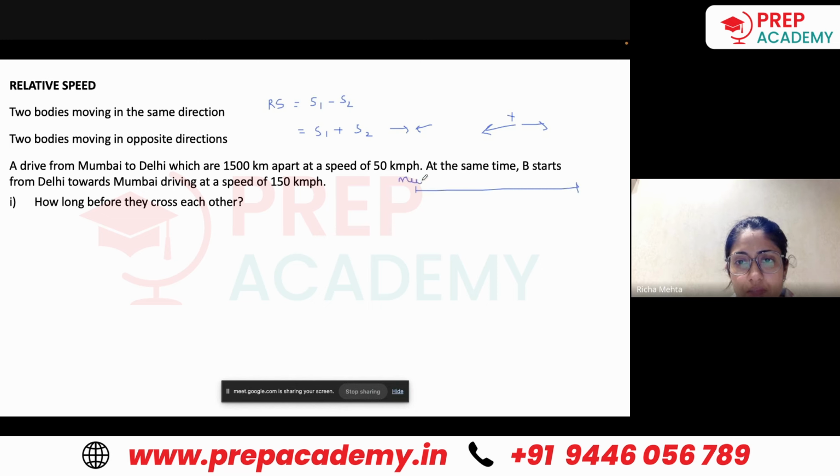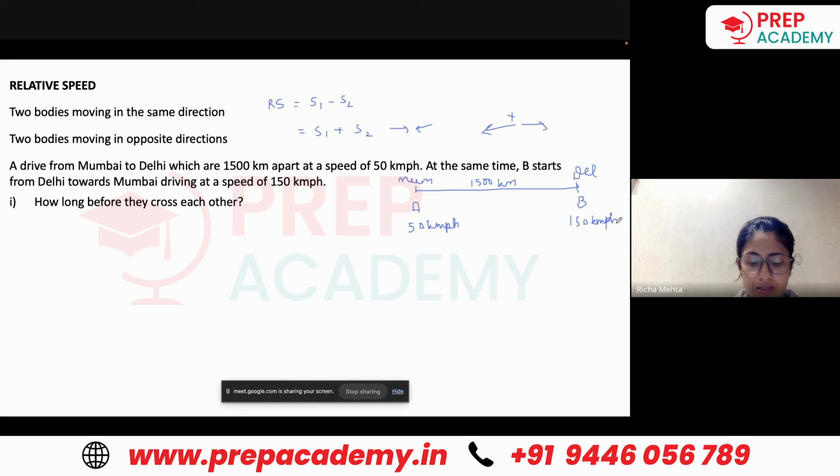Let's say here it's Mumbai and here is Delhi. The distance between Mumbai and Delhi is 1500 kilometers. A drives from Mumbai to Delhi at a speed of 50 kilometers per hour, and B drives from Delhi towards Mumbai at a speed of 150 kilometers per hour.